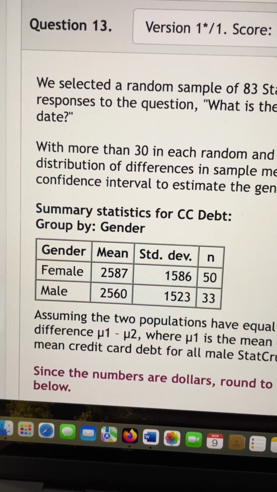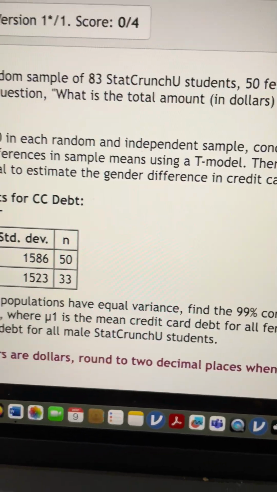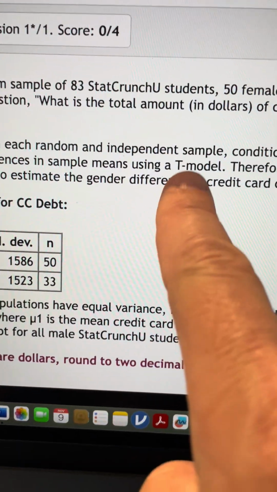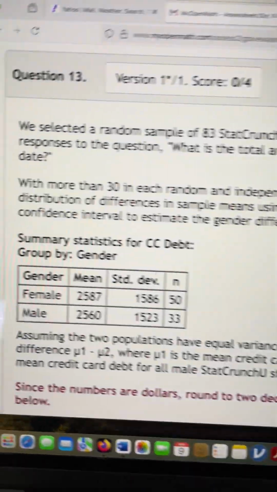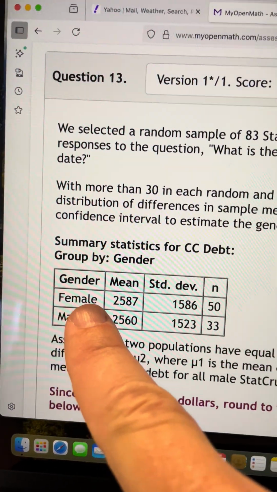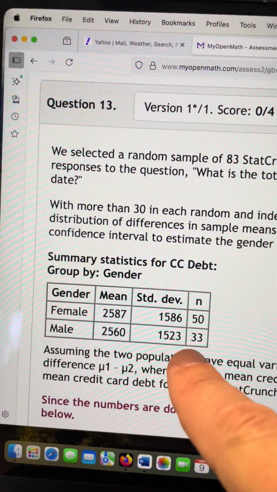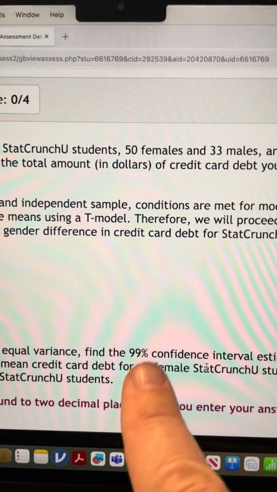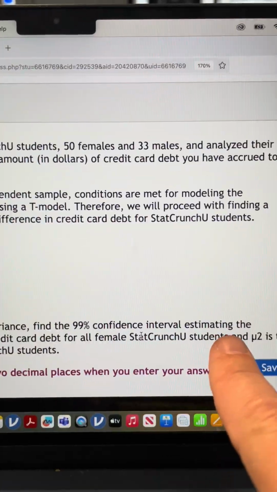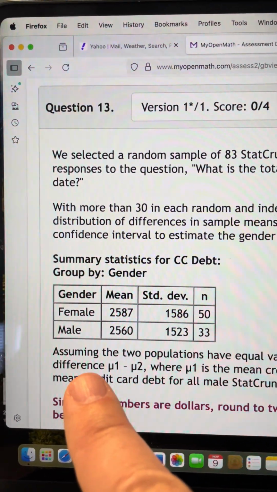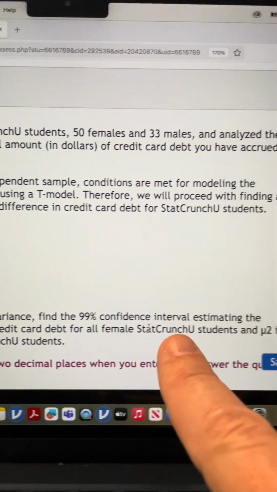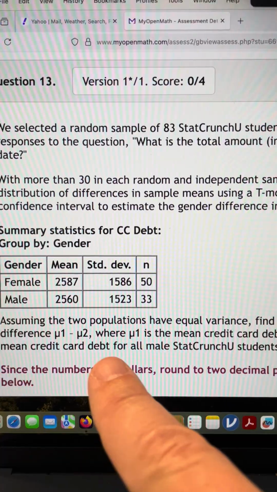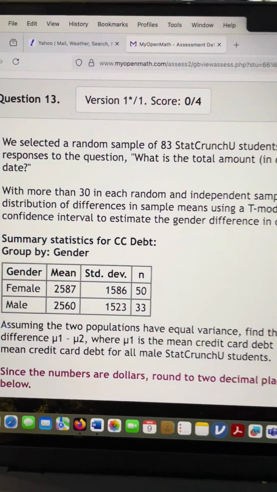So what we're gonna do is go through the formula approach, okay? And why do we have the T-model? Well, because we have sample standard deviations in here. This is our information for the females. This is the information for our males. And if you'll notice, we are doing the 99% confidence interval, and we are estimating it using the difference mu1 minus mu2, where mu1 is the credit card debt for females, and mu2 is the credit card debt for males.